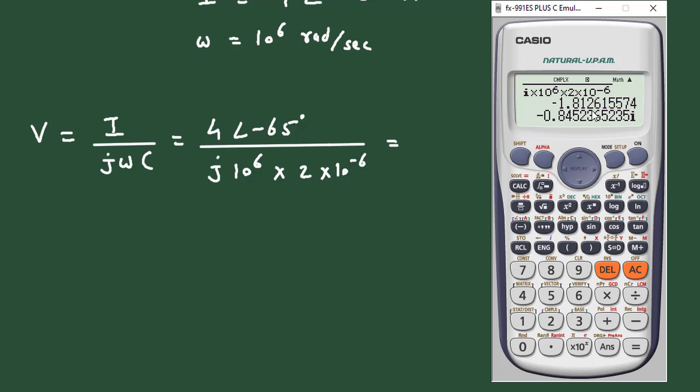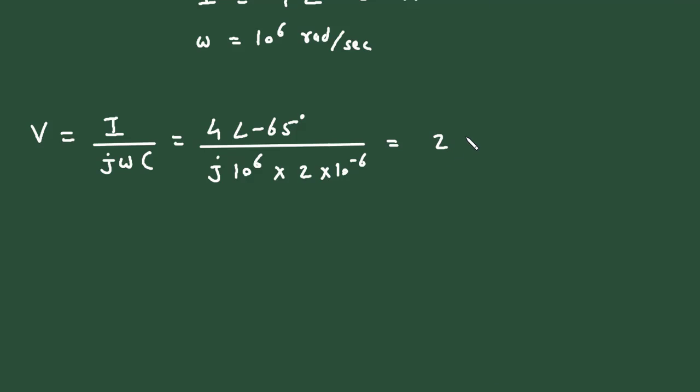So this is in rectangular form. We can convert this into polar form. Shift 2, 3. So it is 2 at an angle of -155 degrees volts. So this is the voltage across the capacitor: V = 2 at an angle of -155 degrees volts. It is in phasor domain.